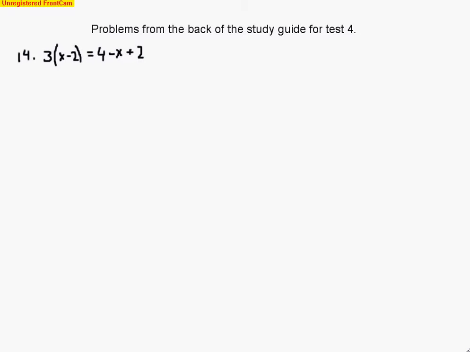Today we're going to solve some problems from the back of the study guide for test 4. Remember, these problems are similar to problems you'll end up seeing on the test on Friday. So the first thing we want to do is isolate the variables on one side by eliminating the parentheses.